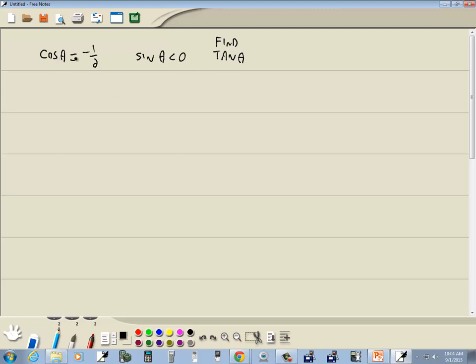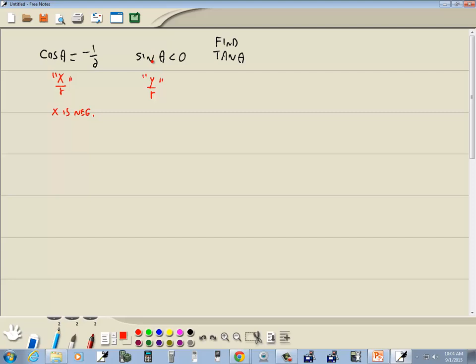Well, first off, let's think of what our formulas are. For cosine, it's x over r. And for sine, it's y over r. Well, r is always positive. So up here, when we say cosine is negative, then we're saying that the x is negative. So x is negative. Over here, same thing.